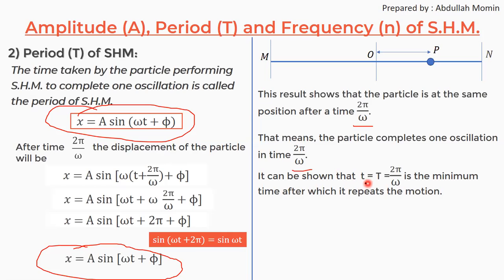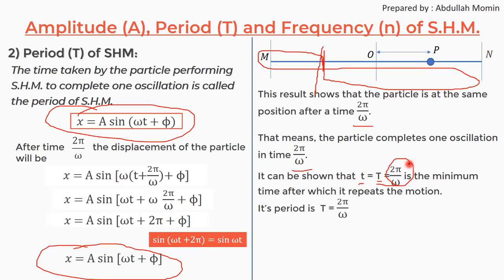It can be shown that 2π/ω is the minimum time after which the particle repeats the oscillation. So if the particle is started from this point and completes the motion and comes back to this point, the time will be 2π/ω, and this is one oscillation. After one oscillation, it is going to repeat the same motion again and again, and this time is 2π/ω. So we will say that the time period T is equal to 2π/ω.